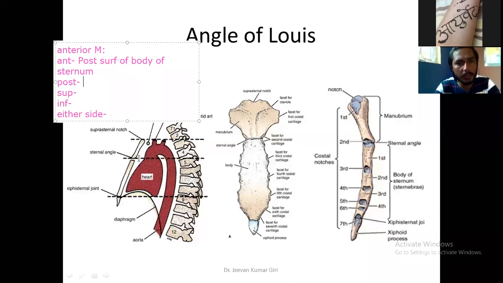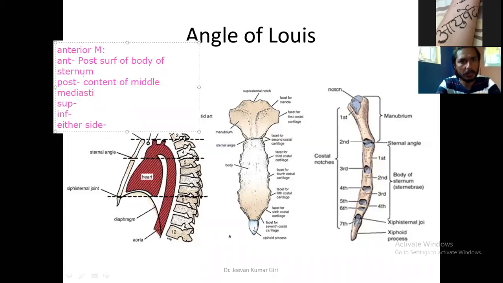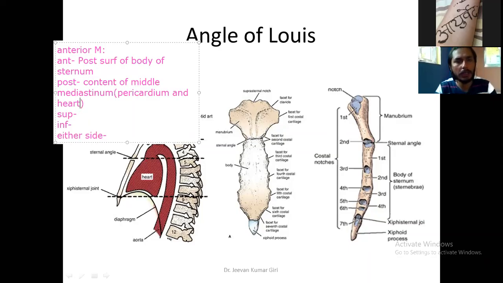Now what may be the posterior boundary? What is there in the posterior? Posteriorly there is the middle mediastinum. So the content of the middle mediastinum, that is the pericardium and heart, isn't it? See in this picture. If you remember the picture, you can write: posteriorly is pericardium and heart directly.